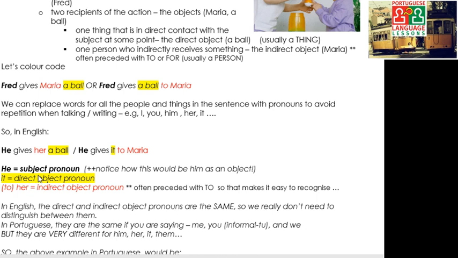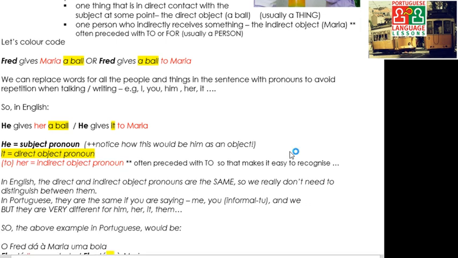He is a subject pronoun before the verb. It is the direct object pronoun, the thing that is directly in contact between the two. And to her, her, indirect object pronoun. Notice it's often preceded with to, so that makes it easy to recognize. And again, often a person. Now, in English, these direct and indirect object pronouns are always the same, so we don't really need to distinguish between them.